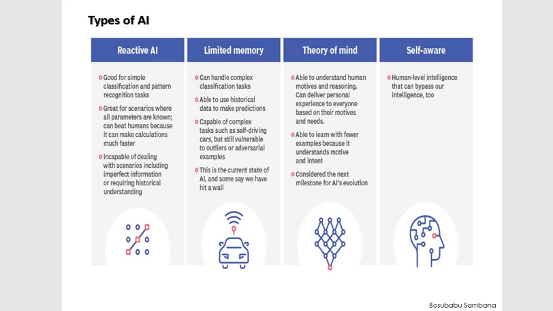Okay, in this slide we easily identify the types of AI, categorized in three ways: artificial narrow intelligence, artificial general intelligence, and artificial super intelligence. These are based on capability. And based on functionality: reactive AI, limited memory, theory of mind, and self-aware.